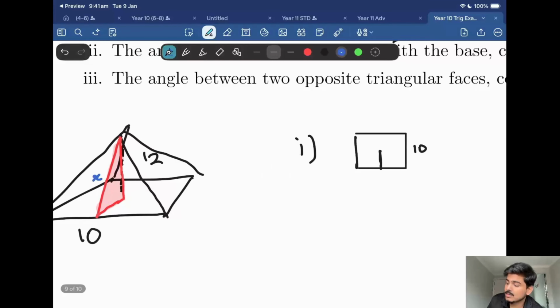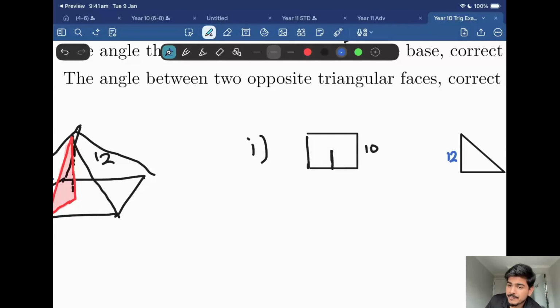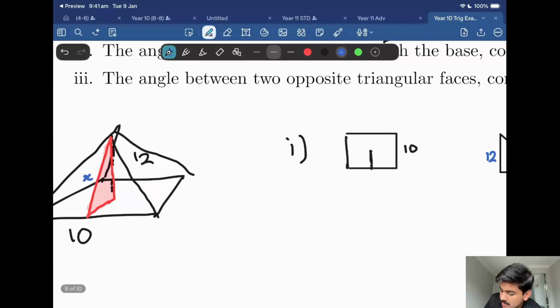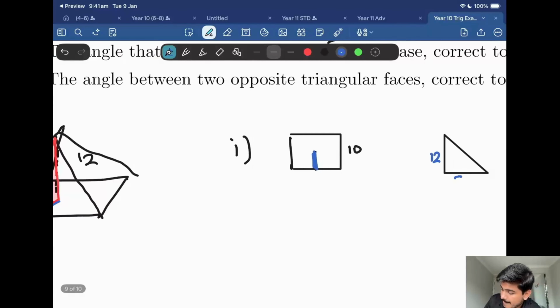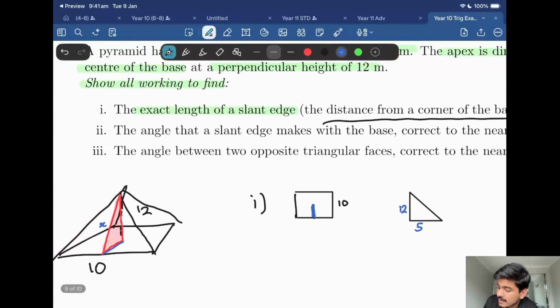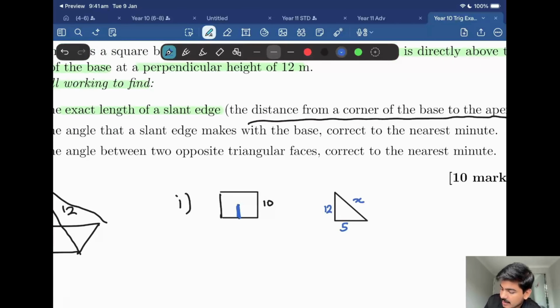So do we know what the backside is? We do know what the backside is. The backside is 12. Okay, do we know what this is over here? Well, yes, we do. That's just this, which is half of 10, which is just 5. Okay, and we want to find the exact length of the slant height, so x.